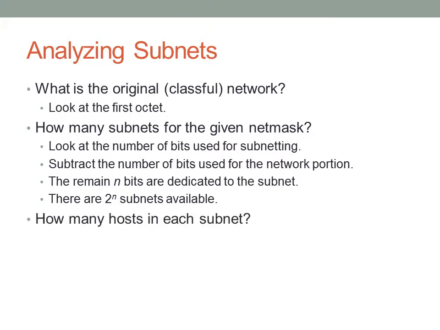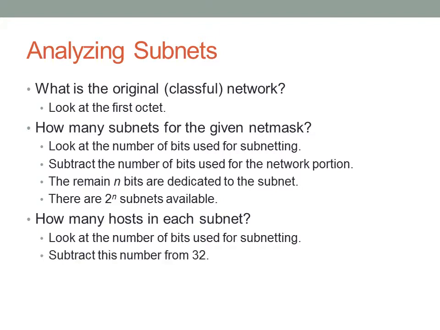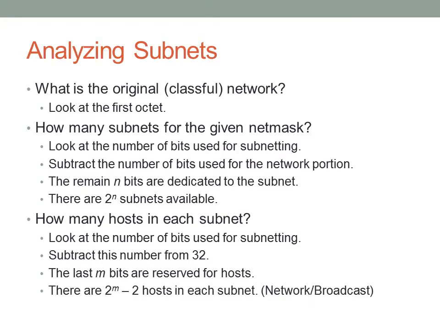The last thing you'll want to look at when you're analyzing subnets is how many possible hosts can be contained on each subnet. This is a very similar process. We're going to look at the number of bits in the subnet mask, and then we're going to subtract this number from 32 this time, instead of subtracting the number of bits used for the network portion. So we're going to end up with 32 minus the number of subnet bits, and those last m bits, the remaining bits, are reserved for hosts. And in this case, we actually have to subtract 2, and the reason we do that is because of those special addresses we talked about: the network address, which is at .0, and the broadcast address, which is at .255.